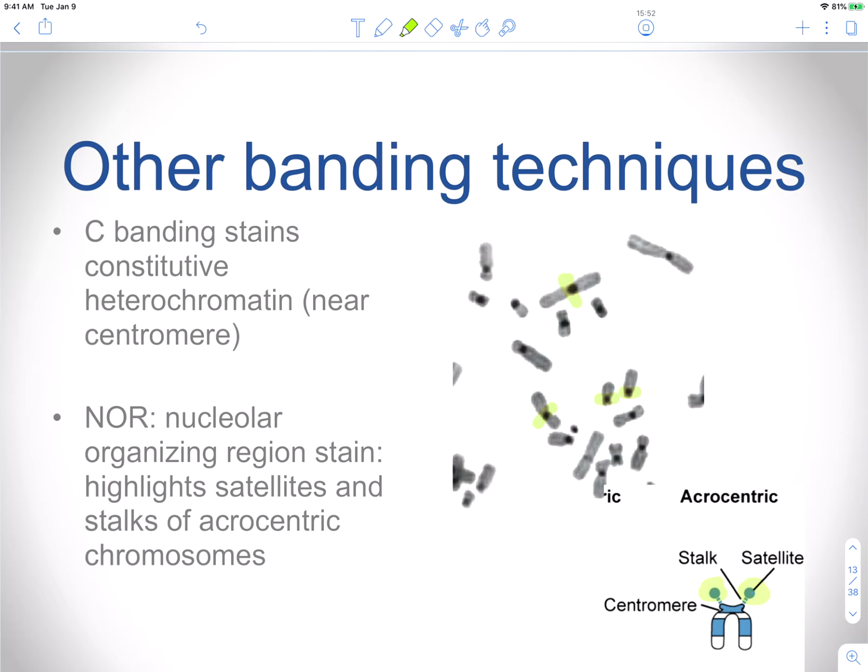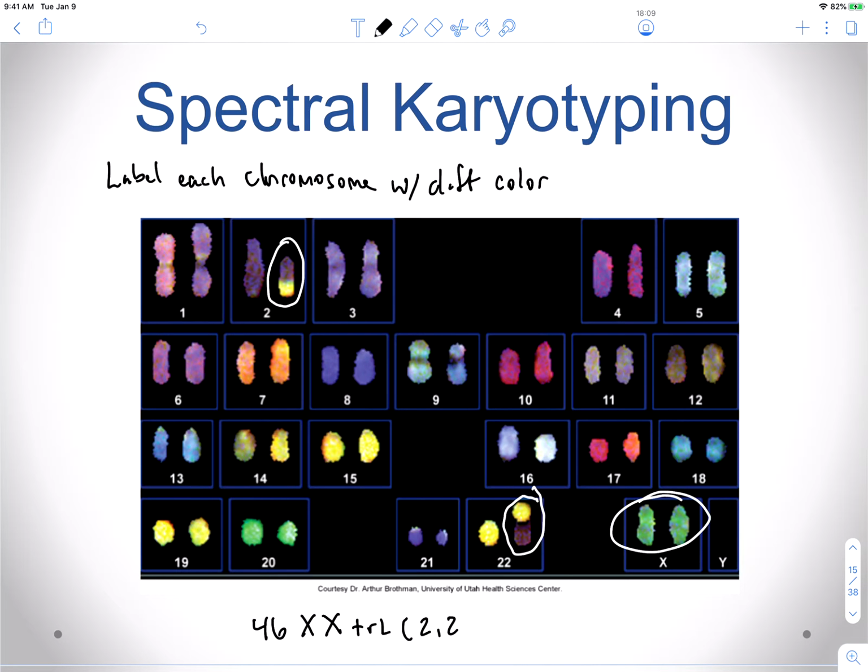So you have 46,XX, and then you have a translocation. TRL is for translocation, between chromosome 2 and chromosome 22. And so this would be a karyotype of this individual. This individual has 46 chromosomes, 2 X chromosomes, but a part of chromosome 2 and 22 have swapped places. So that's basically what that means.